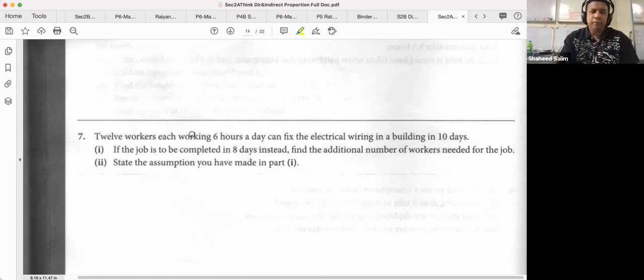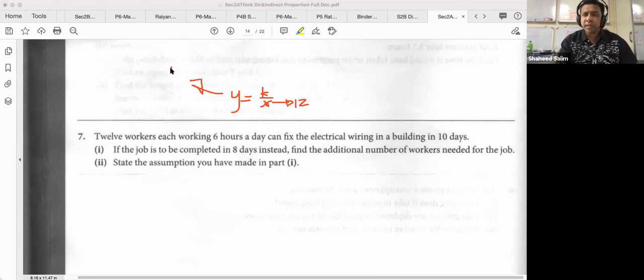Okay, we have to identify what's x and y first. We agree, first of all, that the formula for indirect proportion is y equals k over x. Okay, this one is okay, right? And then x is the number of workers. In this case, it's 12. And this is the number of days, which is 6. Or we can put it in hours. I think best to put it in hours. So 6 hours a day for 10 days. So 6 times 10 is 60 hours.